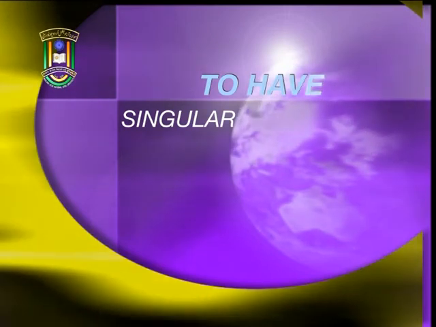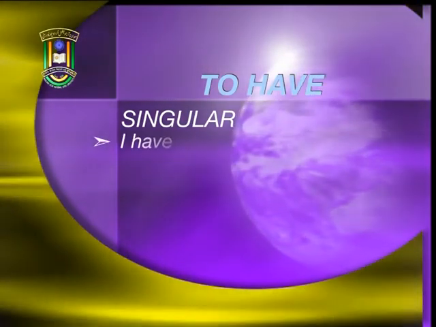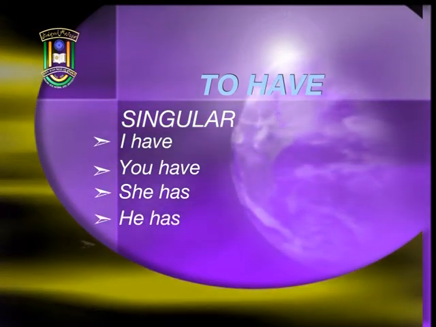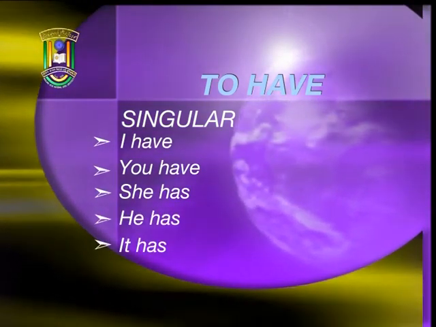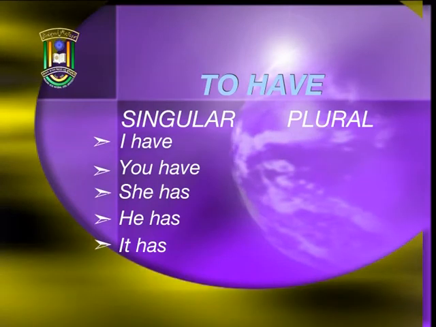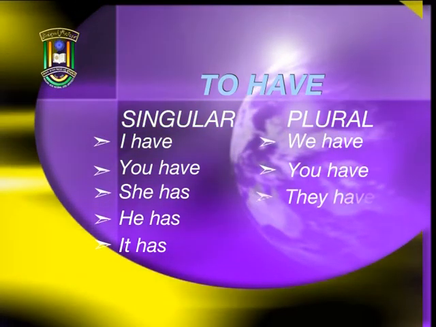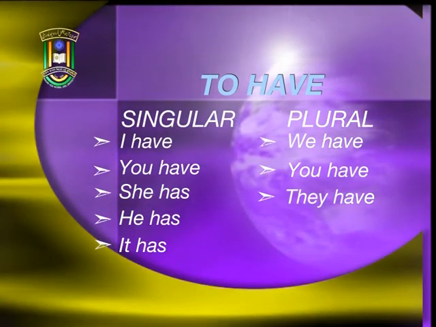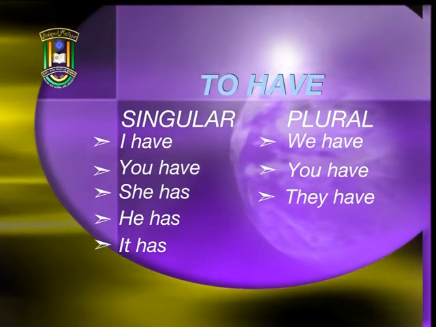Now, let us move on and look at the verb to have. The verb to have in the singular is represented as have in both the first and the second persons, while it is has in the third person. In the plural, the verb have remains the same. That is, you can say we have, you have, or they have.